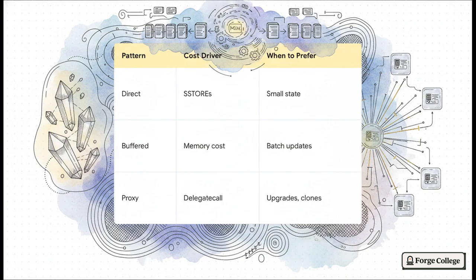Direct storage, that's great for small states with infrequent updates. So if you're doing simple, occasional accounting, stick to direct storage to keep things lightweight. Buffered memory is your go-to for predictable batch updates, where you can compute heavily off-chain or in temporary memory before finalizing. And proxies? Well, they are the right choice when massive clone deployments are simply non-negotiable. Like, if you're deploying 10,000 minimal proxy clones for user wallets, the proxy pattern is your absolute best friend. Why? Because deploying the full logic 10,000 times would literally bankrupt you.